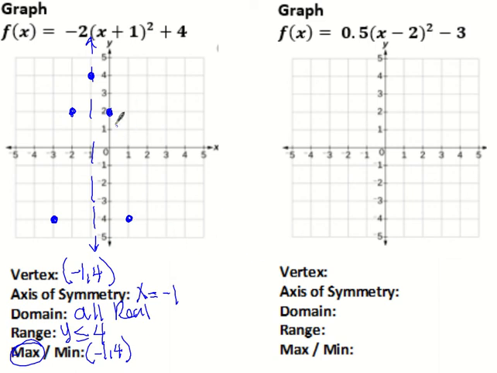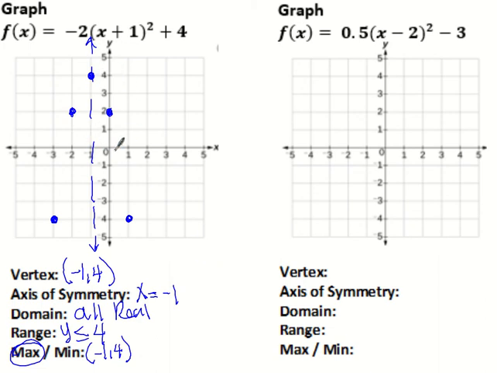I can always check these if I plug in 0, right? We can use a calculator, plug all these in, and make sure they work. So you can always make a table, fill in some points using your calculator.